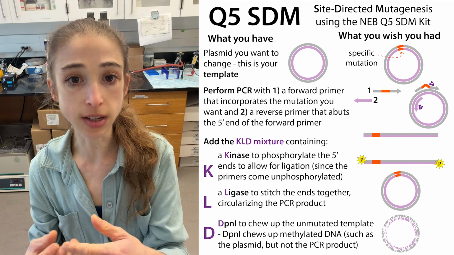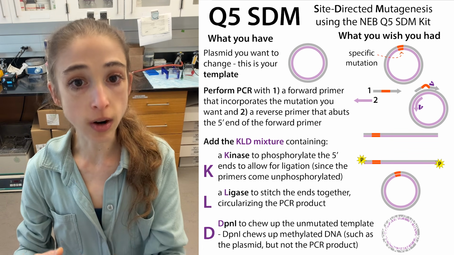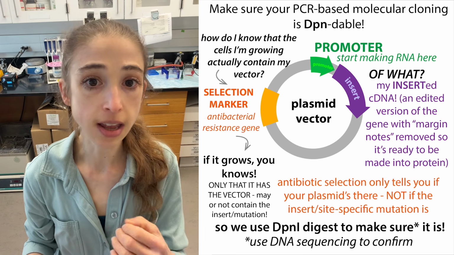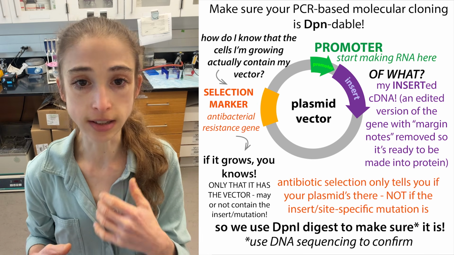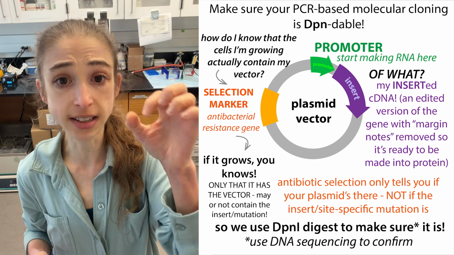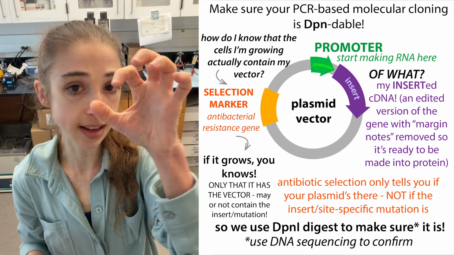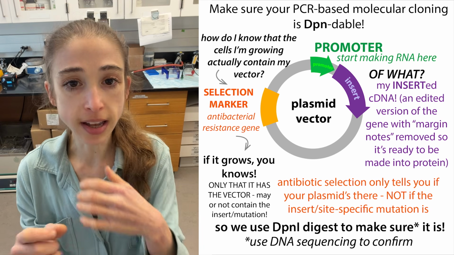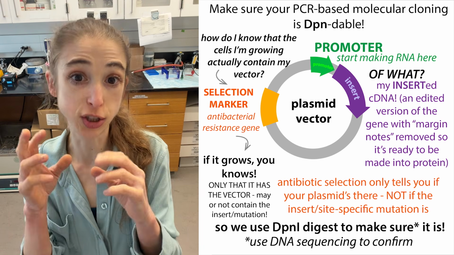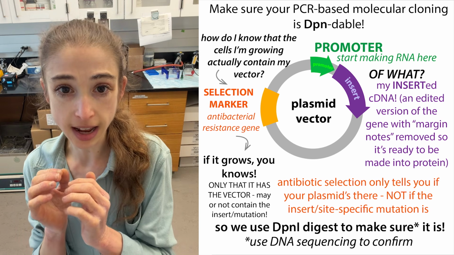Well, the D stands for DpnI. Now, DpnI is a special type of restriction enzyme. Restriction enzymes cut DNA based on specific features. Often we think about restriction enzymes as cutting specific sites on DNA based on their sequence. In the case of DpnI, it's a little different. DpnI cuts up, or chews up, methylated DNA.